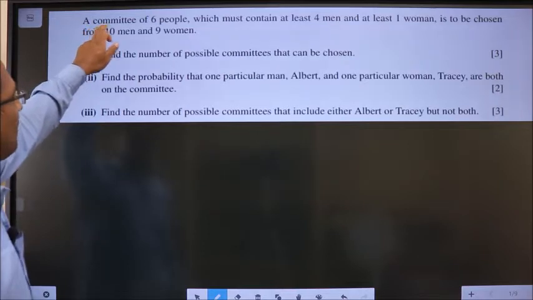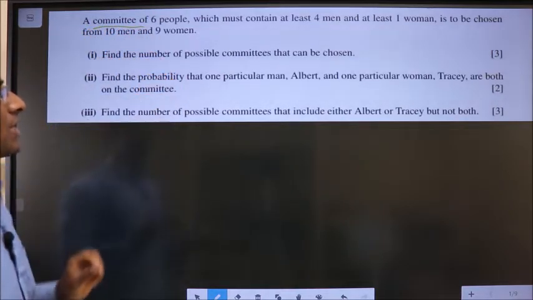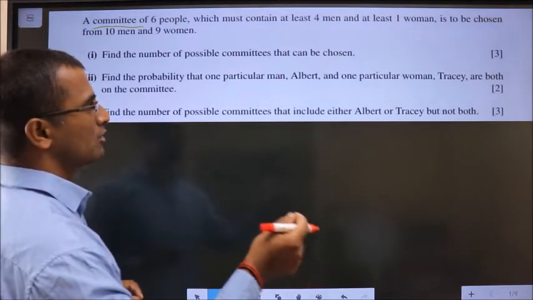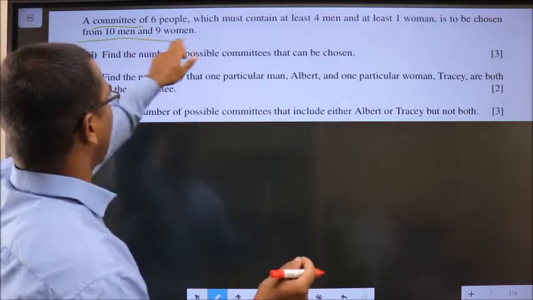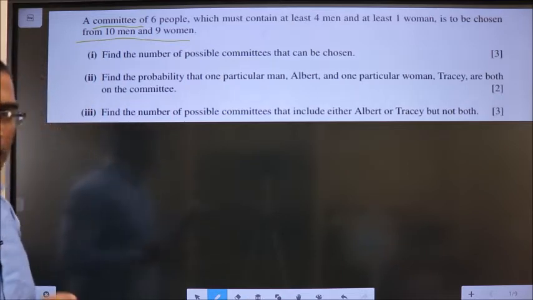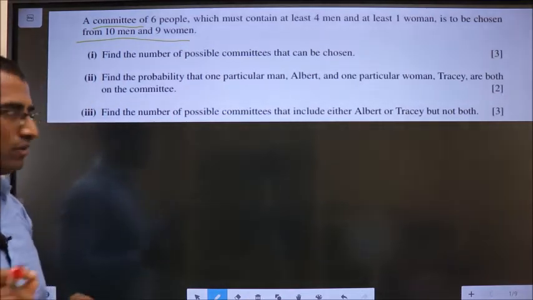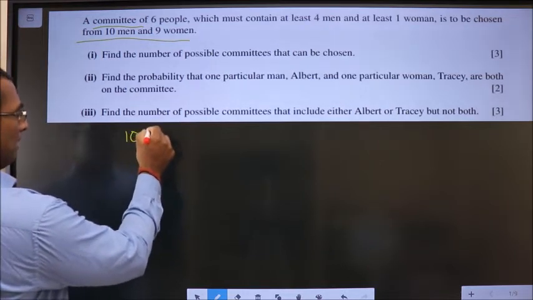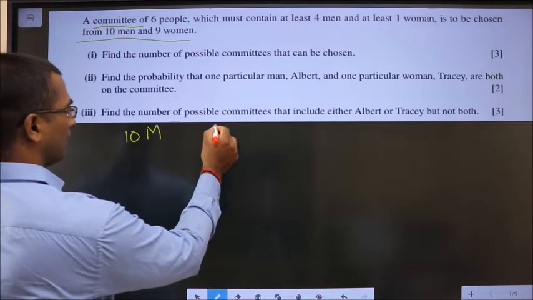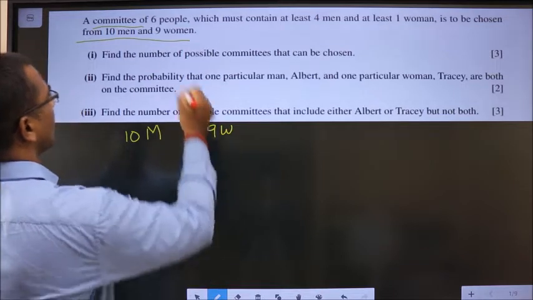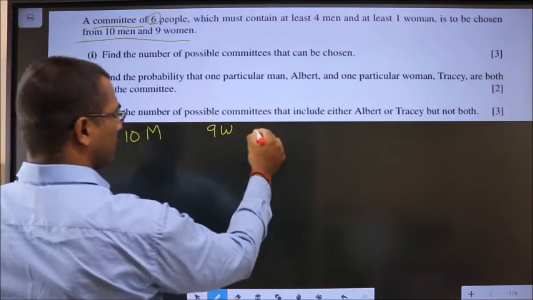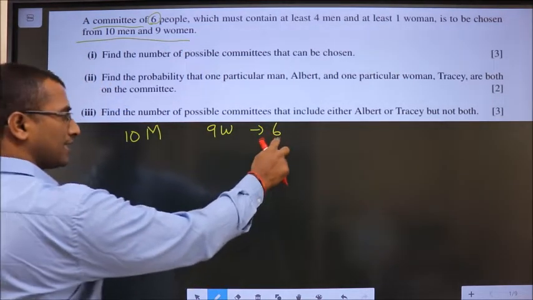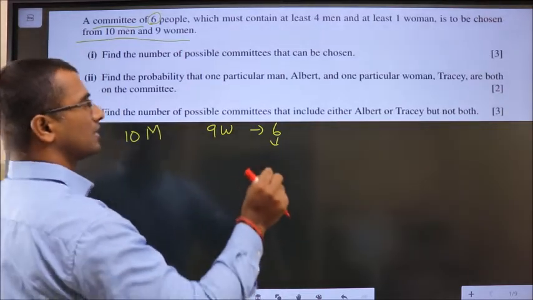A committee of 6 people which must contain at least 4 men and at least 1 woman is to be chosen from 10 men and 9 women. You came across information, write it down. Given to us is 10 men and 9 women. You need to select 6 people from this. Clear? And your selection should satisfy this condition.